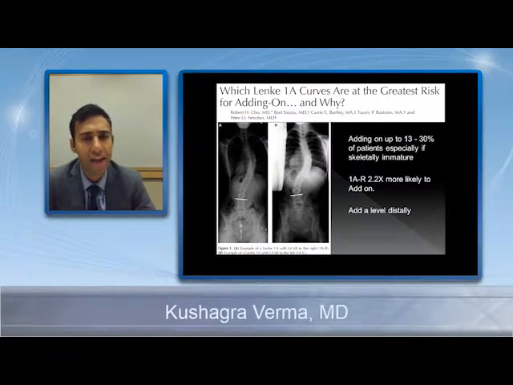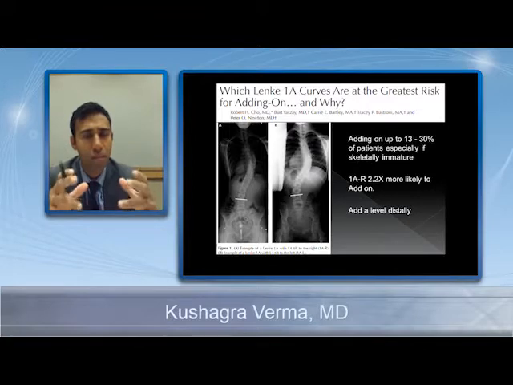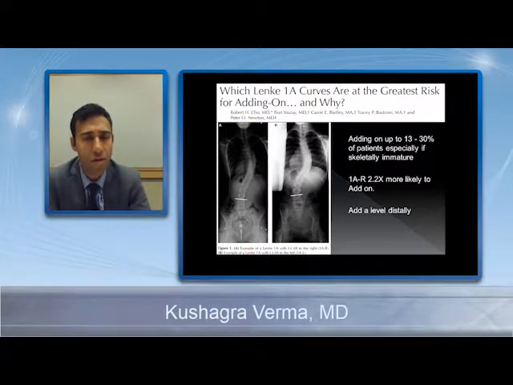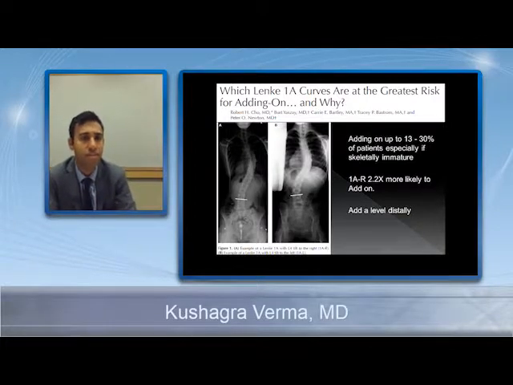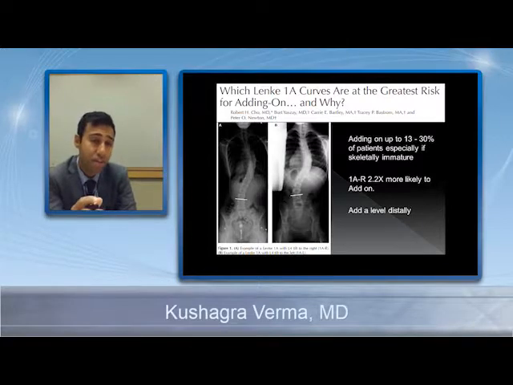Another thing that we look at, and this is more cutting edge research, is looking at Lenke 1A curves. That means a type 1 curve, a Lenke 1 curve, a thoracic curve, but we look specifically at the L4 vertebral body, and we're looking to see what the tilt is of the L4 vertebral body. If the patient is immature or relatively young and the L4 vertebral body is tilted to the right, that patient has a 30% chance of adding on or having an additional scoliosis form beneath their fusion.